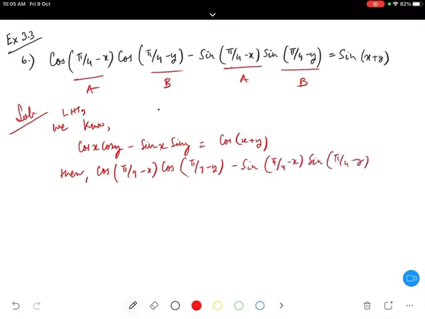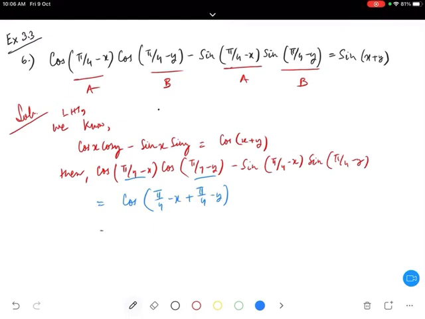By applying this formula, can I write this one equal to cos of a plus b, right? It's what, x plus y. So this plus this, it will be pi by 4 minus x plus pi by 4 minus y. Yes or no, guys? Everyone clear?